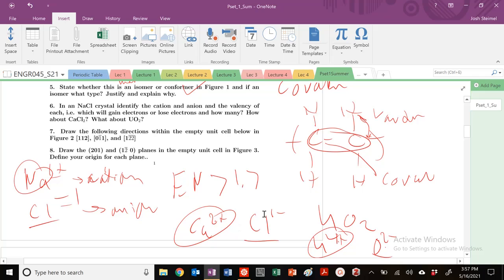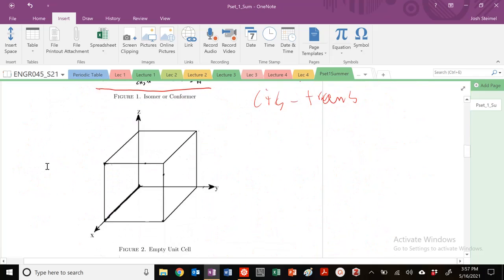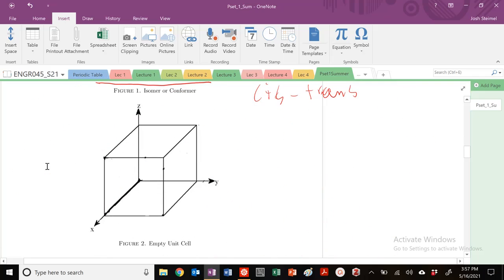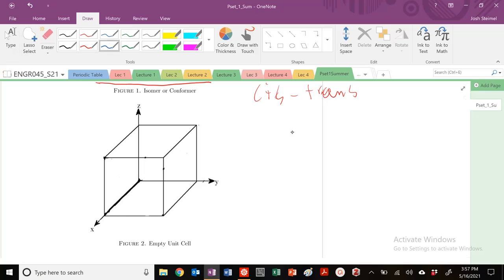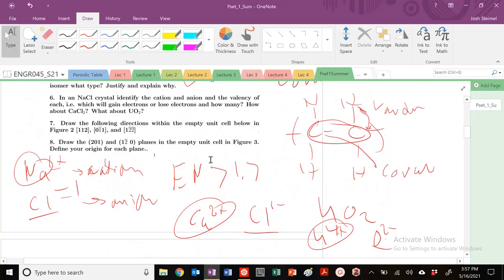Excellent. So now it says to draw the following directions within the empty unit cell below in figure 2: 1 1 2, 0 -1 1. We'll follow the directions. All right, so let's do 1 1 2 first. Let's change colors here. I'm going to do 1 1 2. I believe that's what we were asked to do.